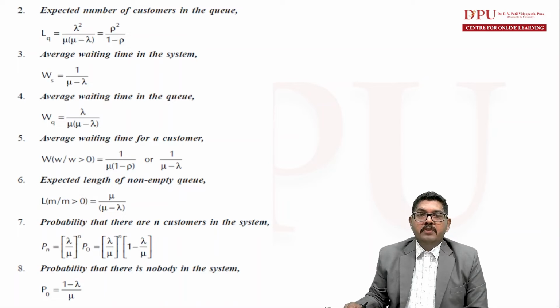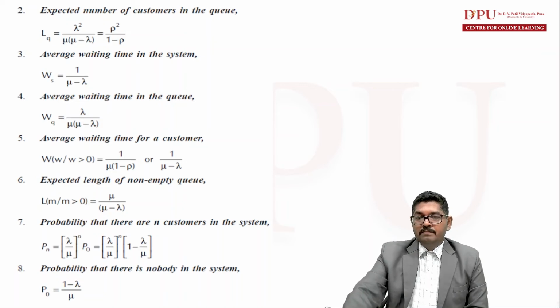So these are some formulae of queuing theory: expected number of customers in the queue, average waiting time in the system, average waiting time in the queue, average waiting time for a customer, expected length of non-empty queue, probability that there are n customers in the queue, and probability that there is nobody in the queue or system.